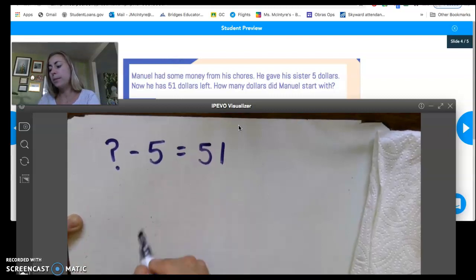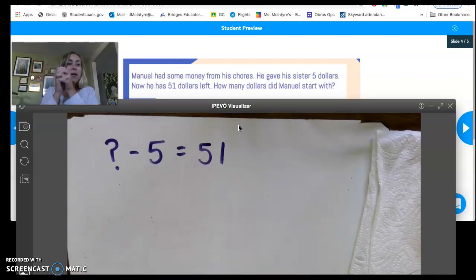Right? So think of it this way. If I'm carrying around a lot of money, but I'm not sure how much money I'm carrying around, and I drop $5, and I know I have $51 left, how can I figure out what I had at the beginning?